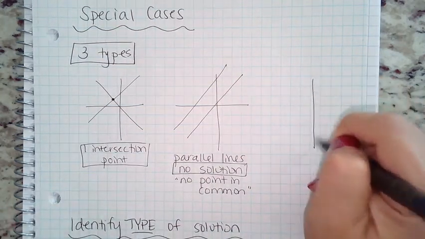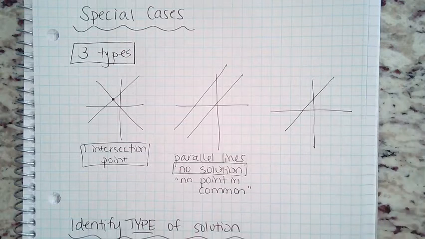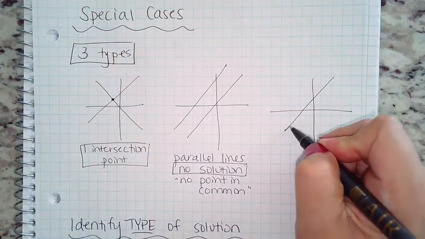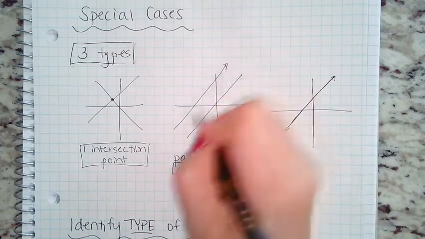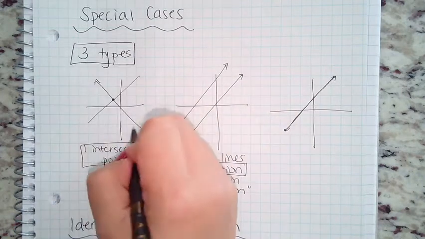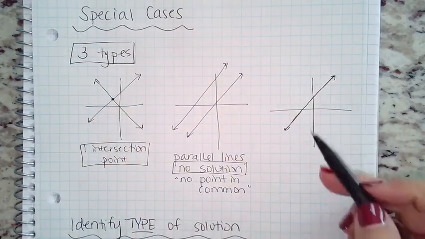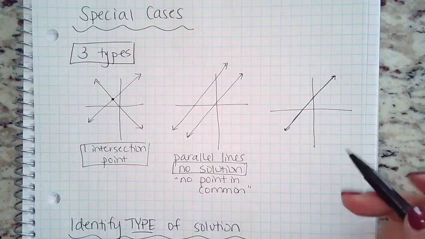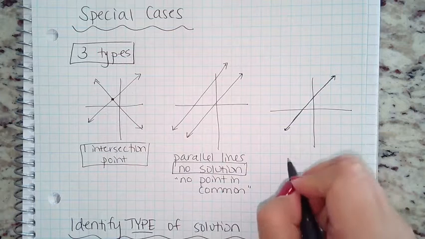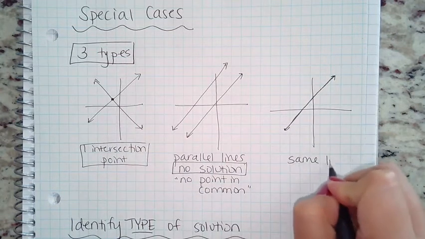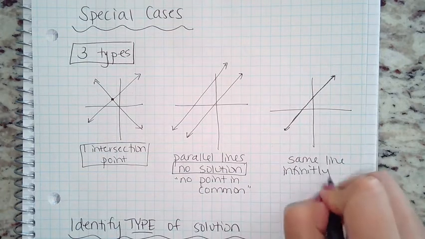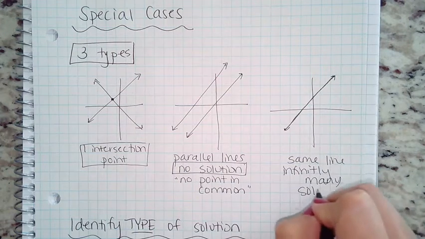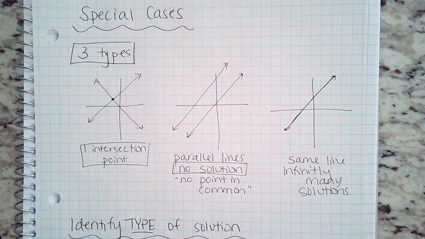And the third is going to be two lines on top of each other. Even though it looks like there's only one line there, I could give you two lines that look different in the equations, but they still graph as one. So this is really when it boils down to the same line, and this is going to be infinitely many solutions.